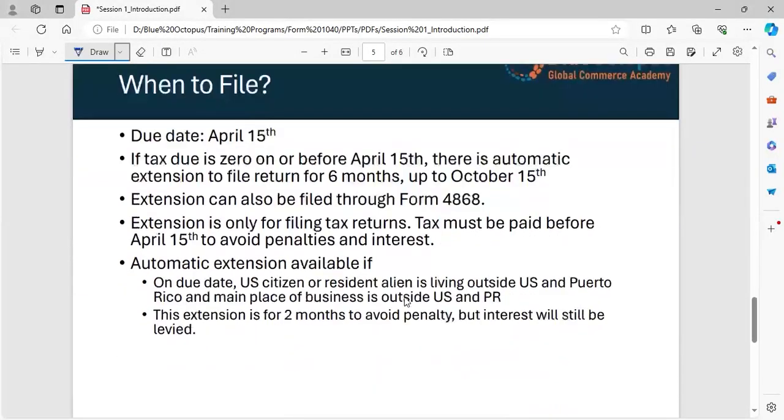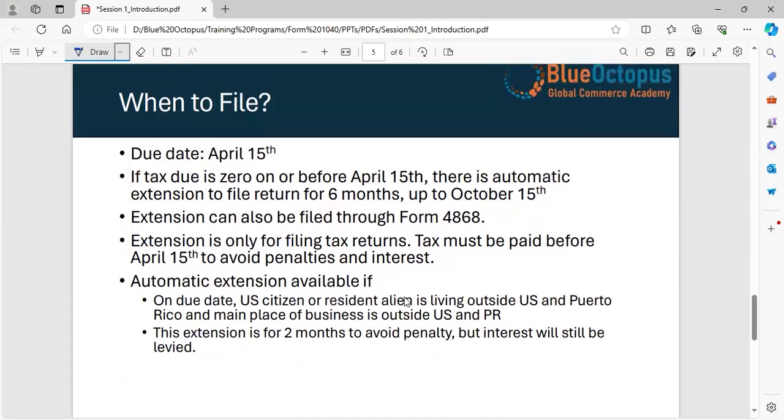Okay. Then we have when to file. So when you have to file Form 1040, it needs to be filed before 15th April. If there is any public holiday, then the date will extend. Else it will be April 15th after the tax year ends.